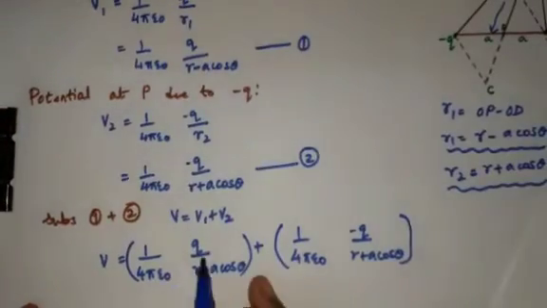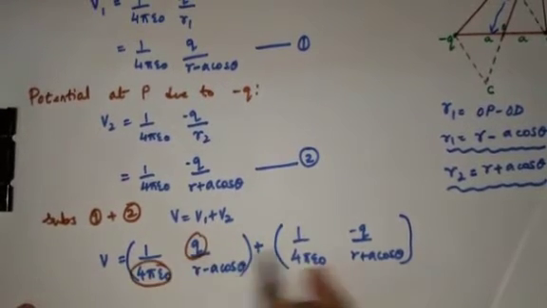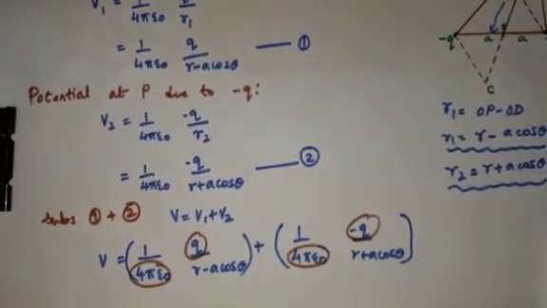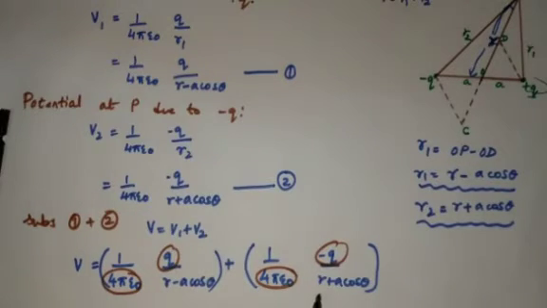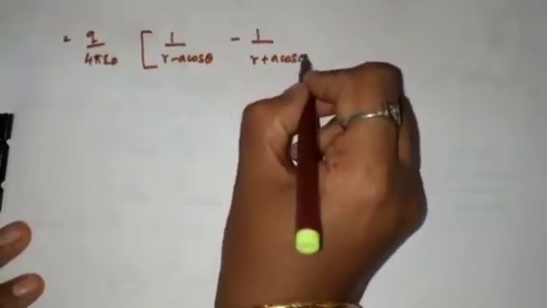We know that Q by 4 pi epsilon naught is common, so we take it out. This and this are common outside. So if I am taking V as 1 by (r plus a cos theta), after this, taking the LCM, which is equal to Q by 4 pi epsilon naught, 1 by (r minus a cos theta) minus 1 by (r plus a cos theta).